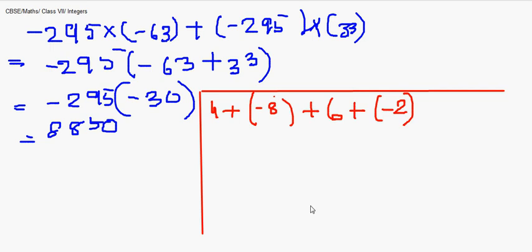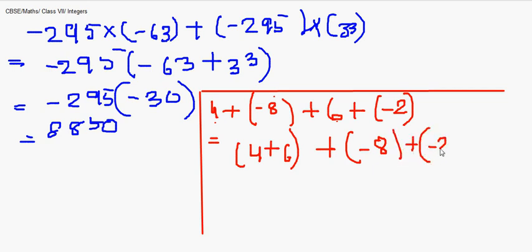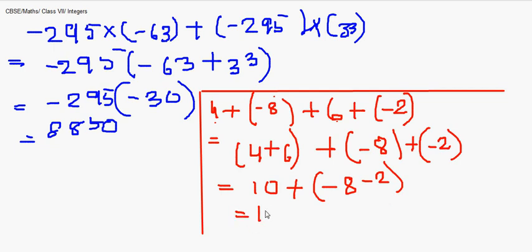What we do is we will need to rearrange again for the closure property. We'll see if it is 4 plus 6, that would give us 10. So let us rearrange accordingly. It is 4 plus 6, and the rest remains minus 8 and plus minus 2. 6 plus 4 is 10, and minus 8 minus 2 gives you a minus 10. So 10 minus 10 is equal to 0. We have seen another example of the commutative and closure property.